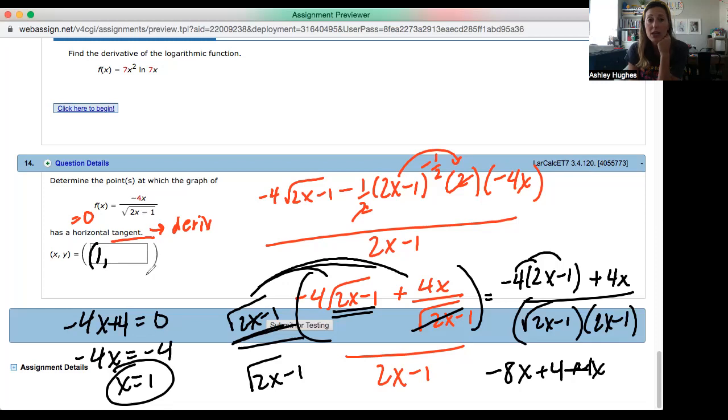The way I find the y value is I plug it in. So f of 1. So negative 4 times 1 over the square root of 2 times 1 minus 1. So negative 4 over the square root of 1, so negative 4.